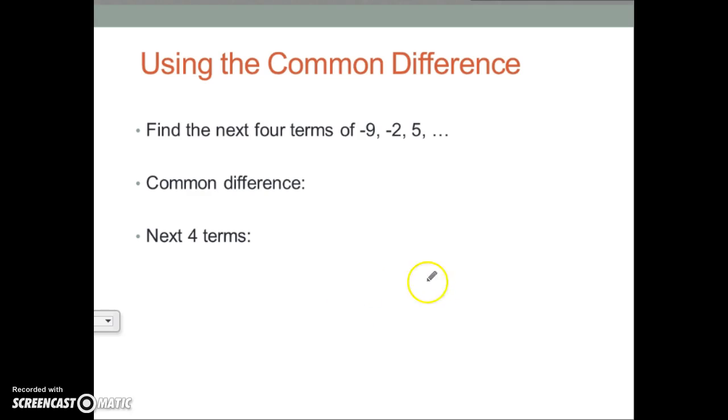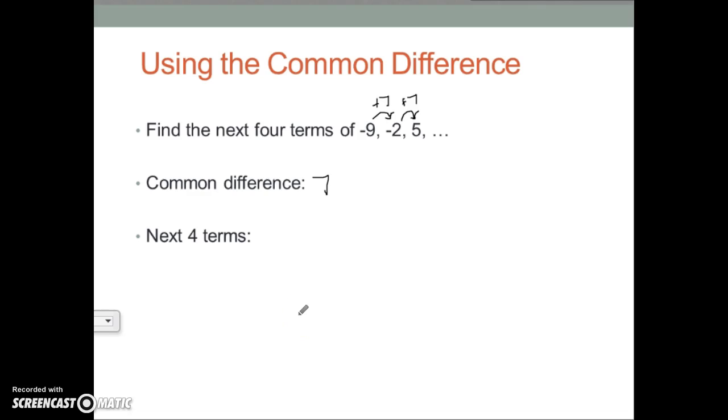Looking at each of these 3 terms, we have negative 9, negative 2, and 5. One way to find the common difference is to subtract the 2 values. Negative 2 minus negative 9 is 7, or 5 minus negative 2 is 7. We end up adding 7 each time to get to the next term. So our common difference in this example is 7.